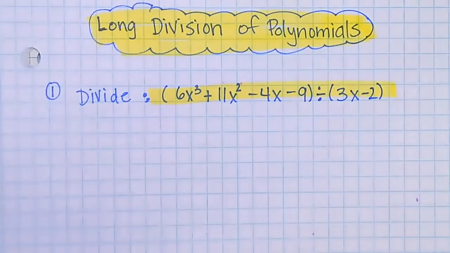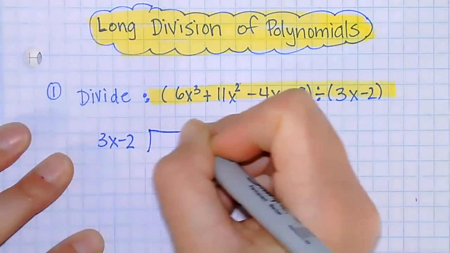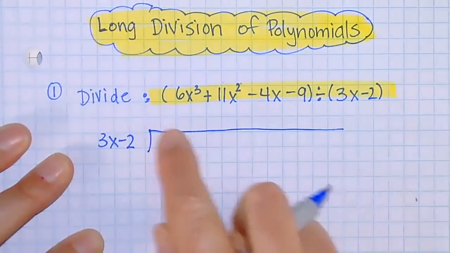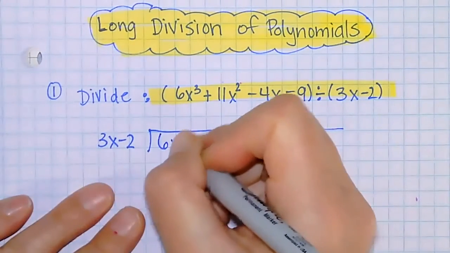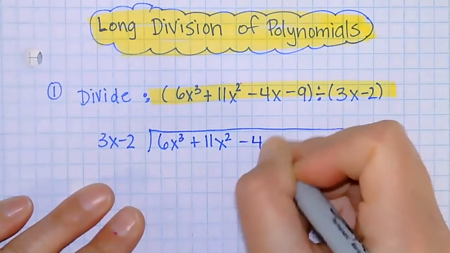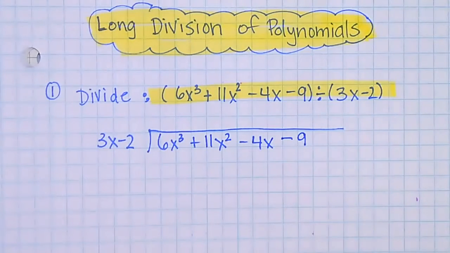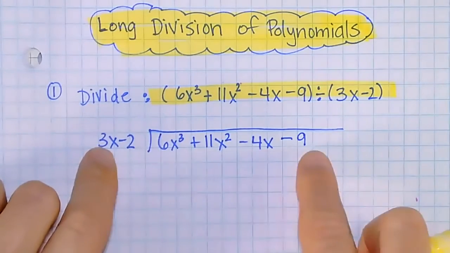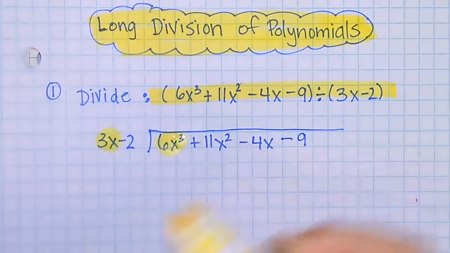values. Okay, so I am going to take 3x minus 2 and divide into, so we're using the old division sign that we did like in elementary school, 6x to the third plus 11x squared minus 4x minus 9. Okay, so that's the problem that we're dealing with. And what you want to make sure you do is you're always focusing on not this whole thing into this, but this first term into this first term.